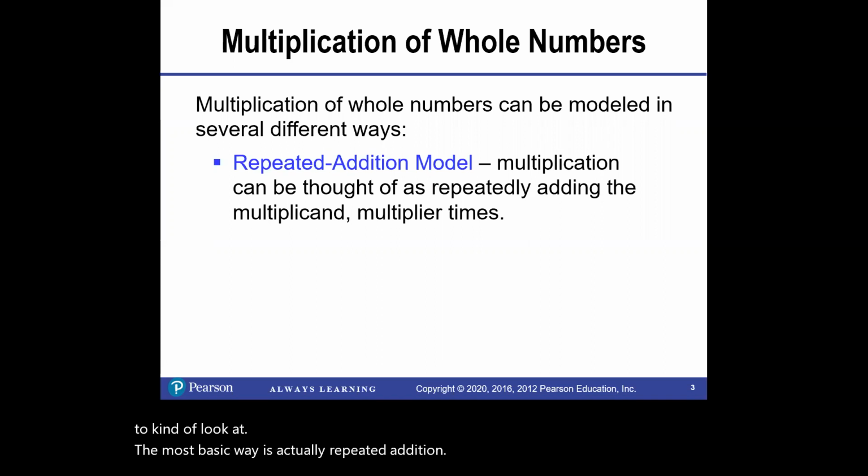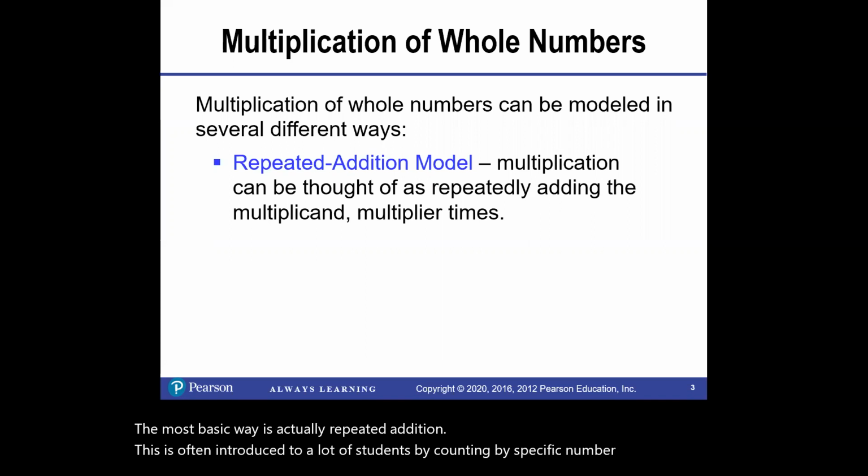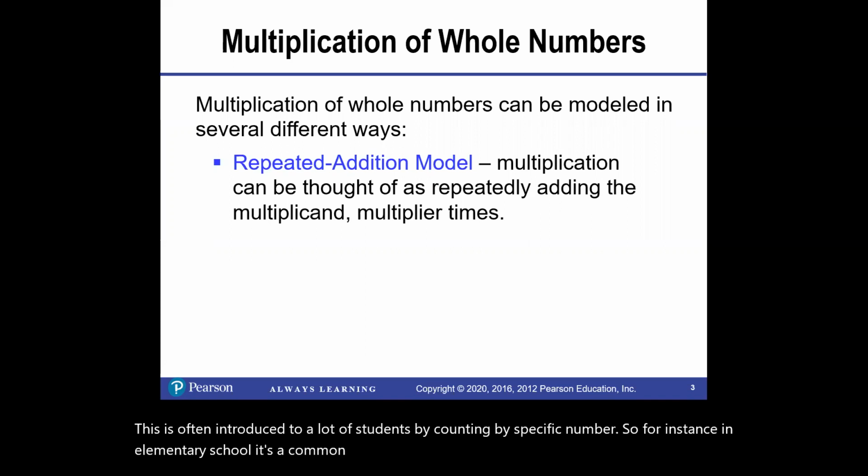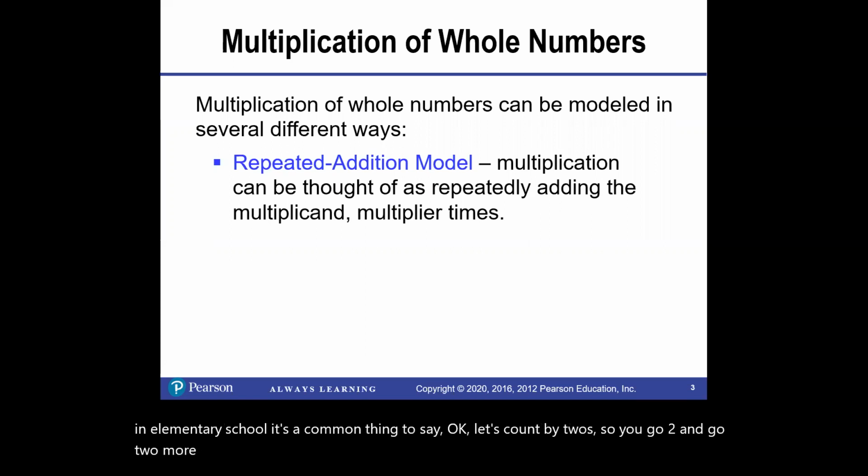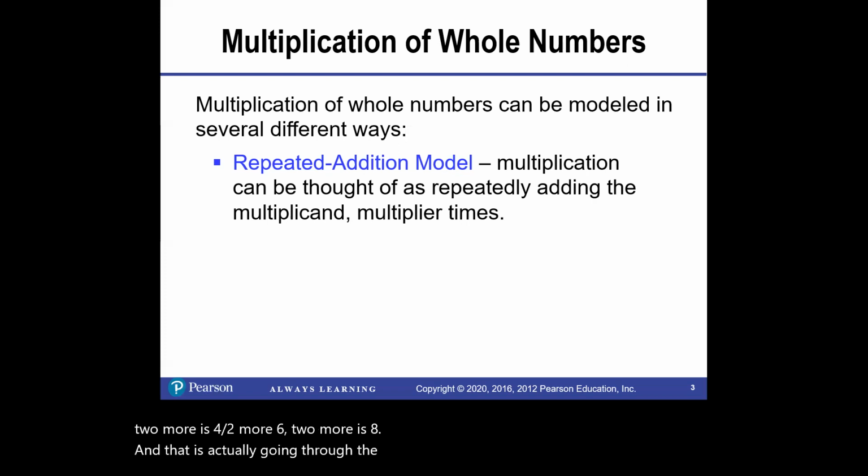This is often introduced to a lot of students by counting by a specific number. So for instance, in elementary school, it's a common thing to say, okay, let's count by twos. So you go two, and they go two more is four, two more is six, two more is eight. And that is actually going through the multiples of two. Two times one, two times two, two times three. Especially count them on the fingers.